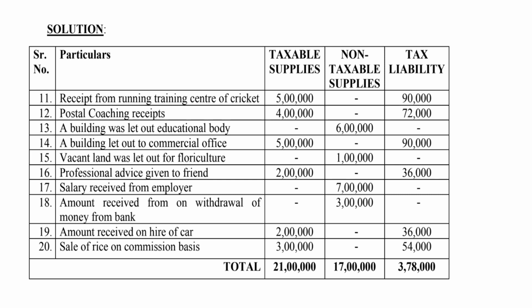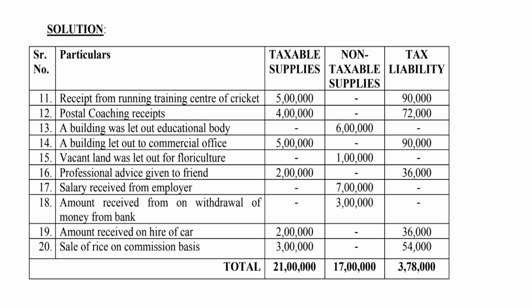Amount received on withdrawal of money from bank is non-taxable. Amount received on hire of a car is taxable supply, on which you have to take 18% GST, that is 36,000. Then sale of rice on commission basis, taxable supply is 3 lakhs. Sale of wheat is non-taxable, but sale of rice is on commission basis, so 3 lakh is taxable, and you have to take the tax liability as 54,000.